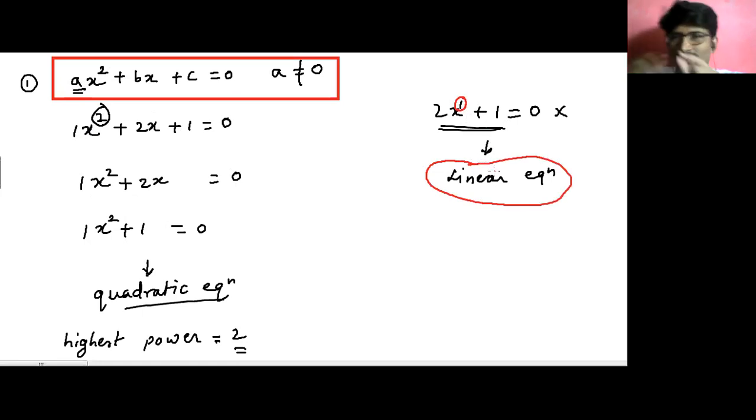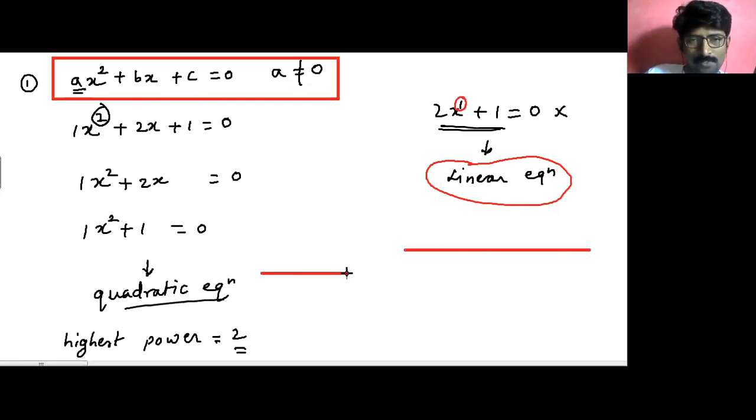A linear equation is the equation which is represented by a straight line. The linear equation is represented on the graph with this straight line, and the quadratic equation is represented on the graph with this. Suppose this is the line, then we're going to get this type of parabola. This would be the graphical representation of a quadratic equation. I hope you understood the basic difference between the linear equation and the quadratic equation.